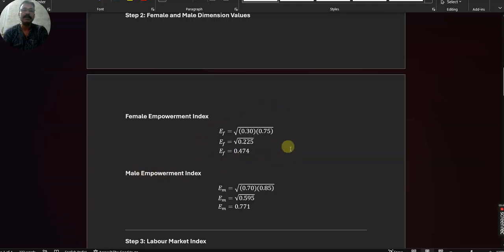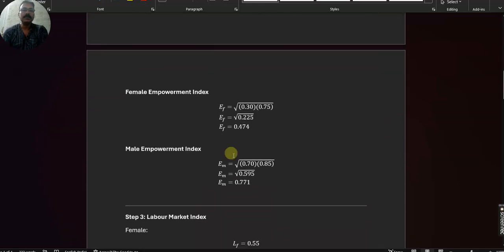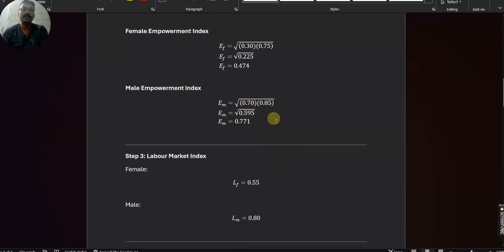Similarly, for the male empowerment index, if we see the data, the male parliamentary seat share is 70% and male secondary education and above is 85%. So the male empowerment index will use 0.70 and 0.85. The geometric mean of these two values gives the index. So we can calculate the female empowerment index and the male empowerment index.